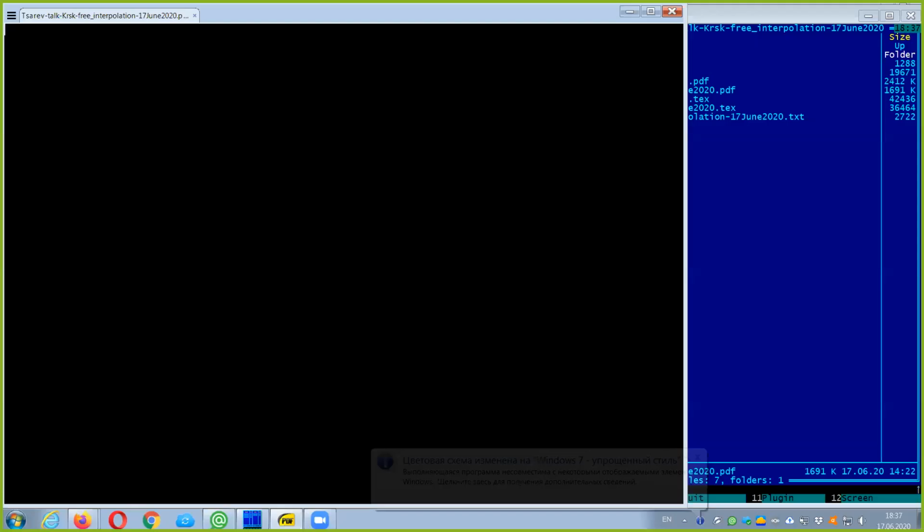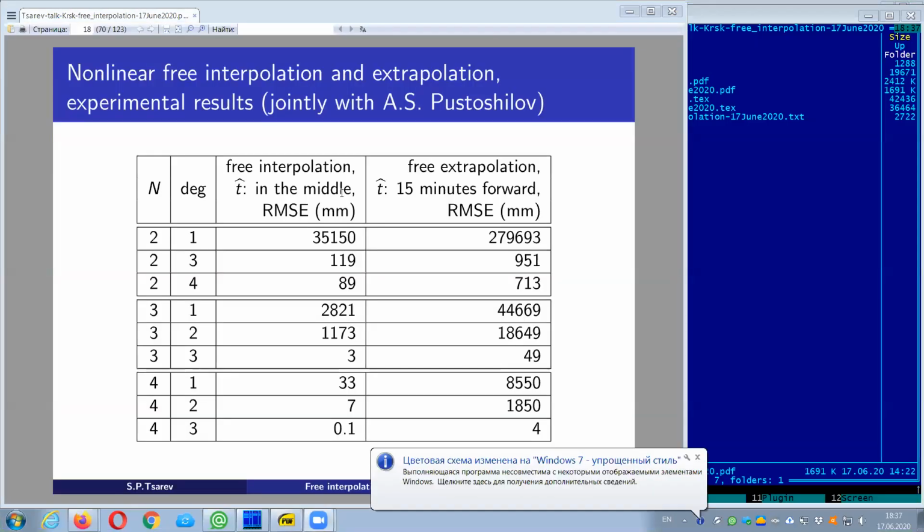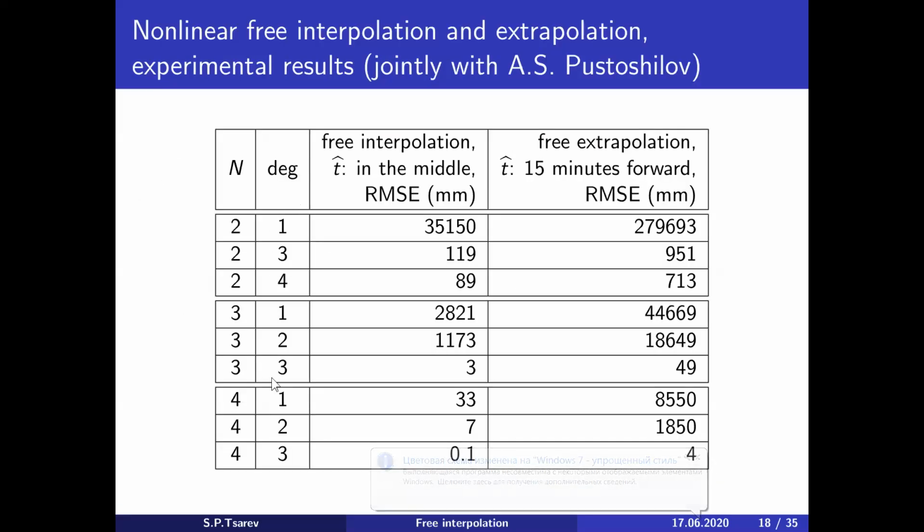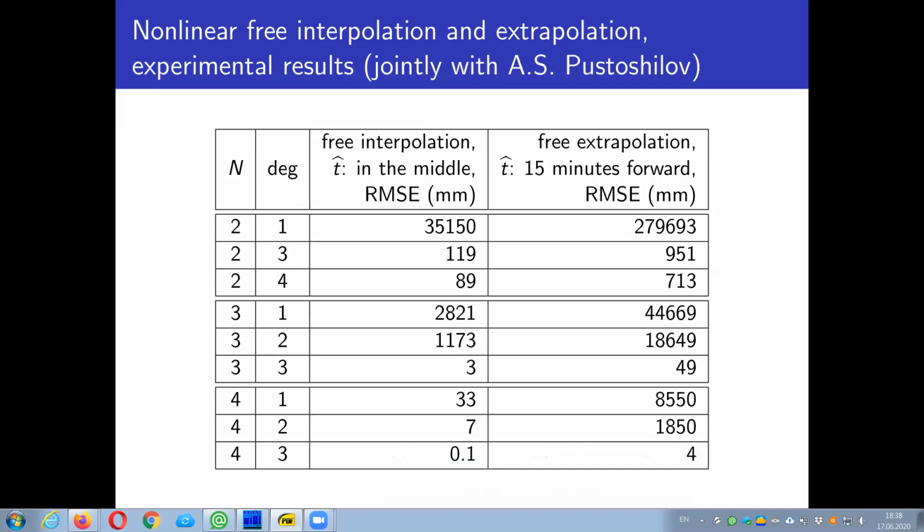Let's start. Okay. I see. I can start the demonstration again. Good. I hope everyone can see my screen, okay? Yeah, yeah. The same table.